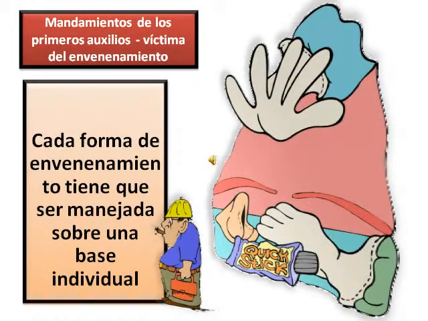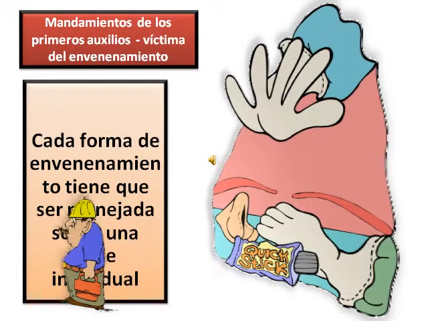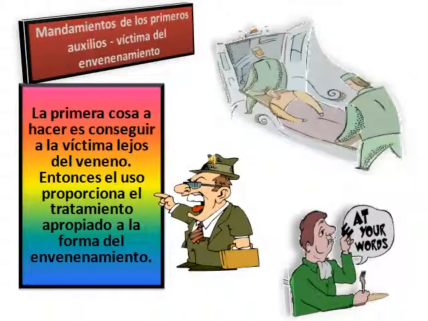Each form of poisoning has to be handled on an individual basis. The first thing to do is get the victim away from the poison. Then provide treatment appropriate to the type of poisoning.